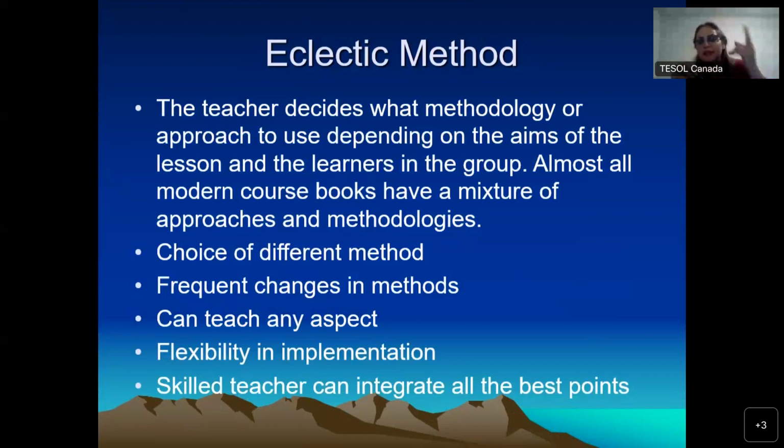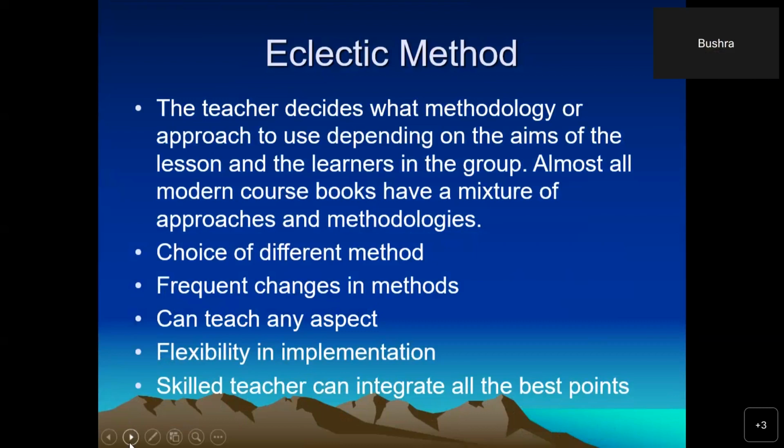For upper level, they listen, and then you put them in pairs to make up a similar dialogue, but use the functions. So you just change your method. That is the eclectic method. Is that clear to everyone? Yeah. Good, thank you.